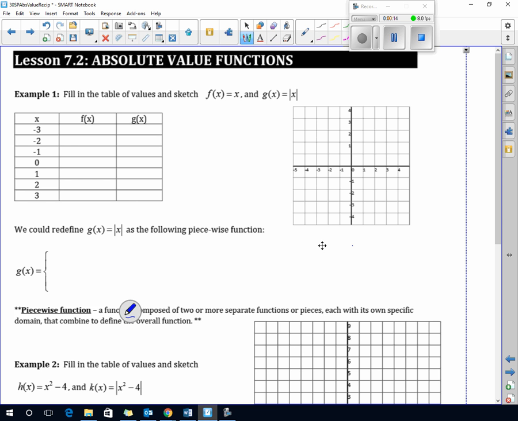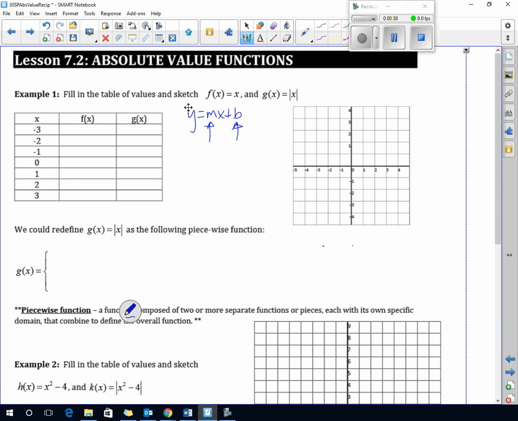Do you remember y equals mx plus b method of graphing a line? We start at the y-intercept and use the rise over run as our slope. So, f of x equals x. The first example, we're going to do a table of values. And after that, we're not anymore.